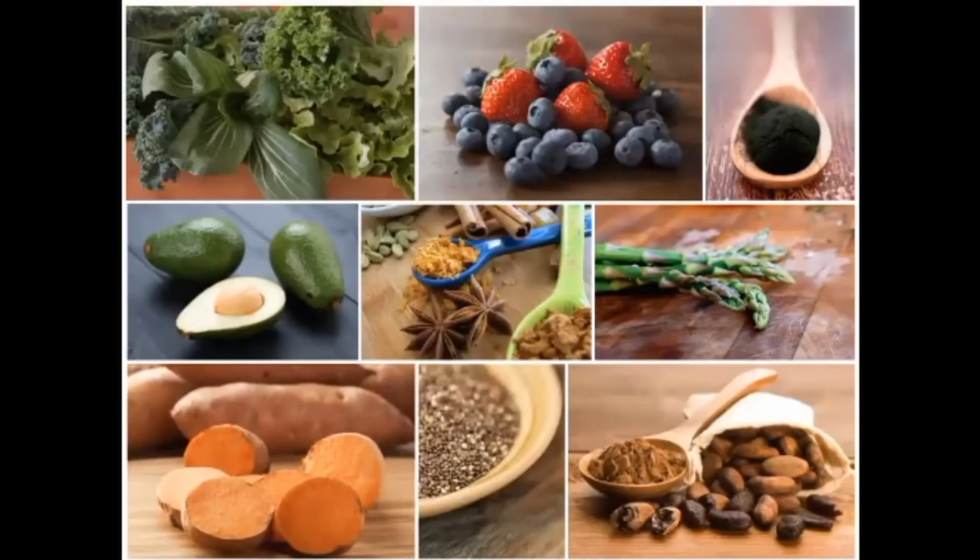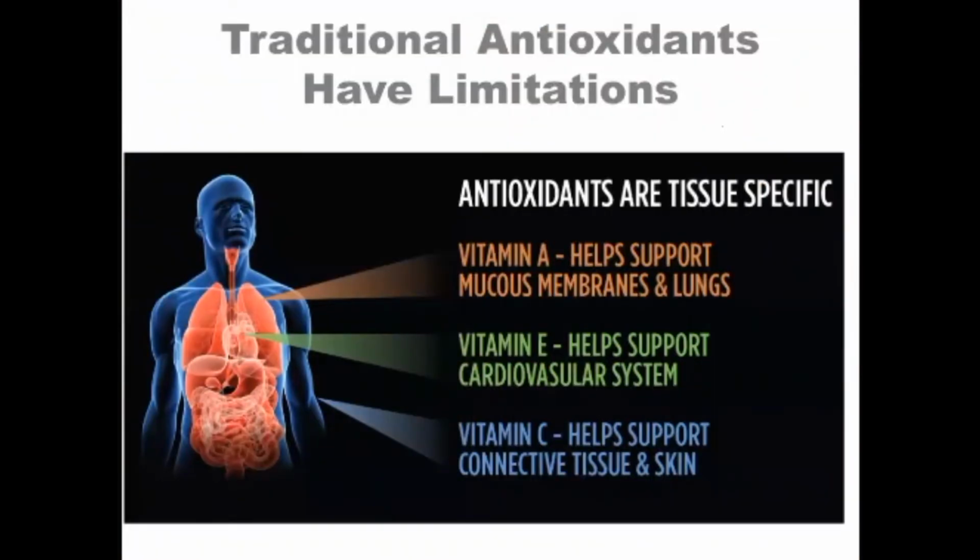Now, we're going to talk a little bit about antioxidants in fruits and vegetables and herbs and spices. These are all amazing health-giving items. Everything from greens to chocolate have lots of antioxidants in them. They are very important for your overall health. But these traditional antioxidants have some limitations. Antioxidants that we take in supplement form or in foods are tissue specific.